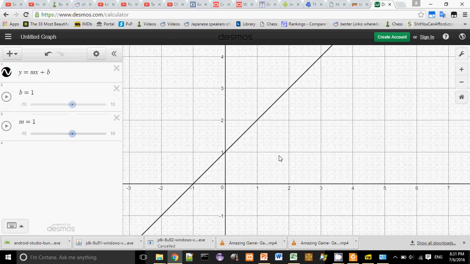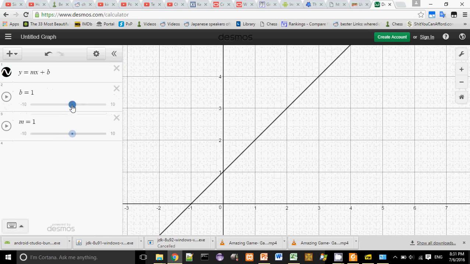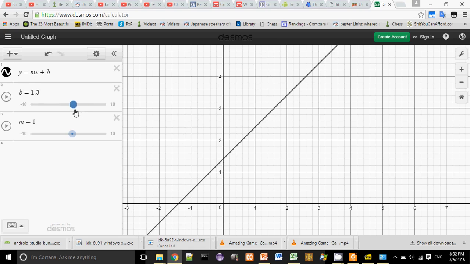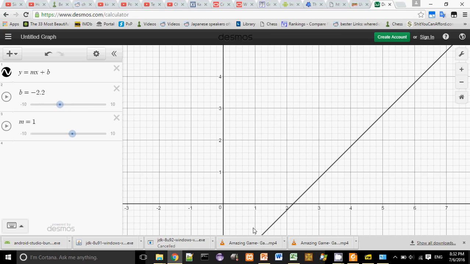So let's say we just leave the gradient as 1. If I change the b, see if you can work out what will happen as I shift that. The gradient should stay the same, but this y-intercept should shift. So this whole line should just shift up and down. So watch, ta-da! See how the gradient stays exactly the same.